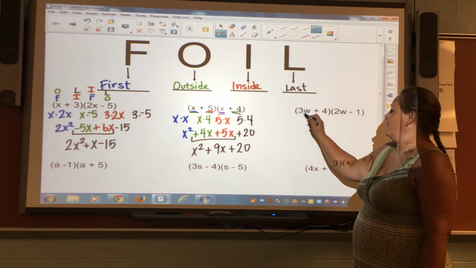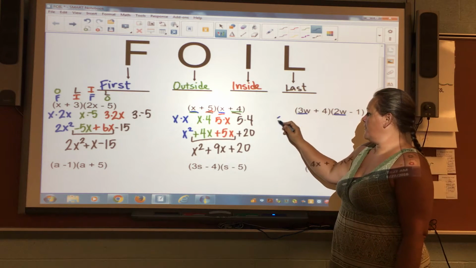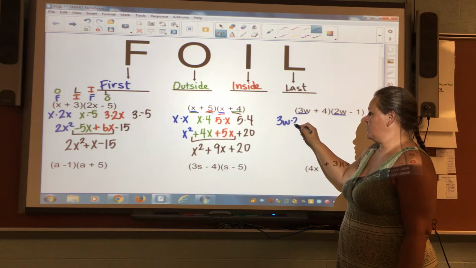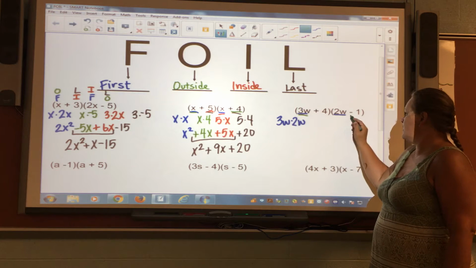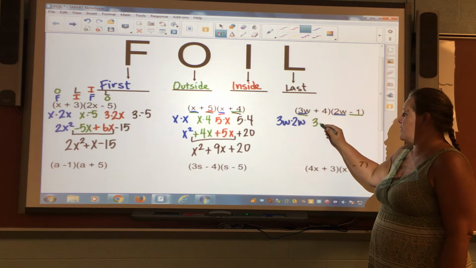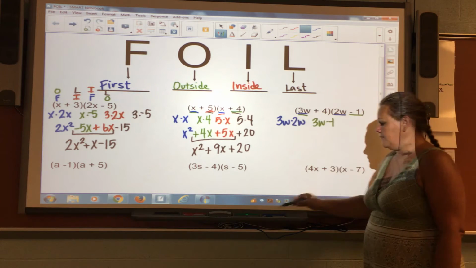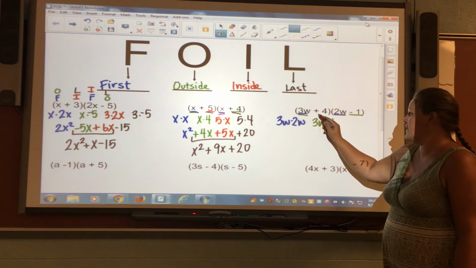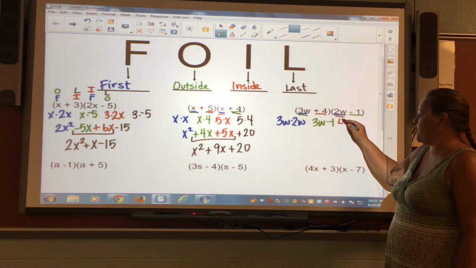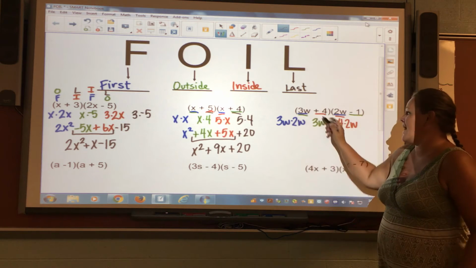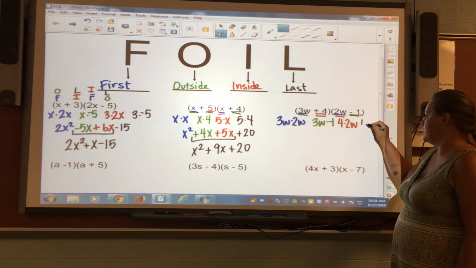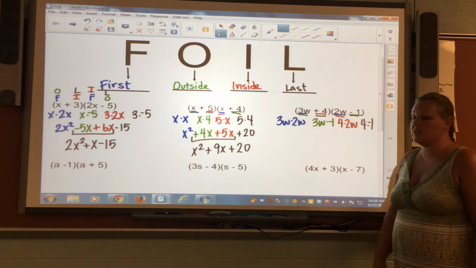All right, first, 3w times 2w. Outside is 3w times negative 1. Inside is 4 times 2w. And last is 4 times negative or minus 1.